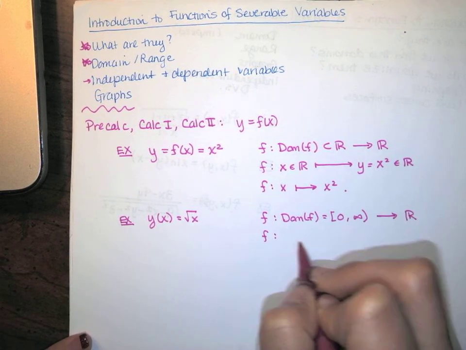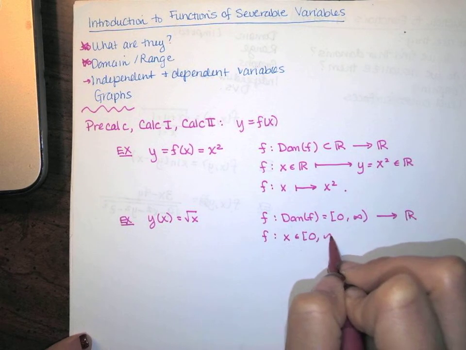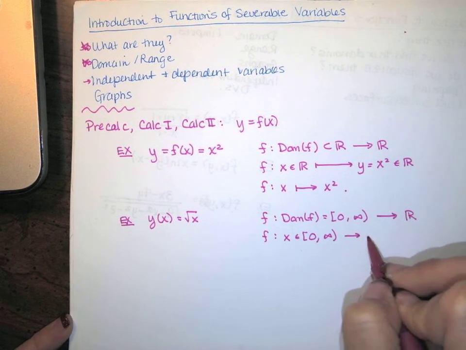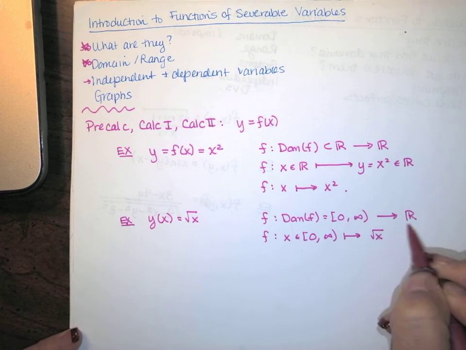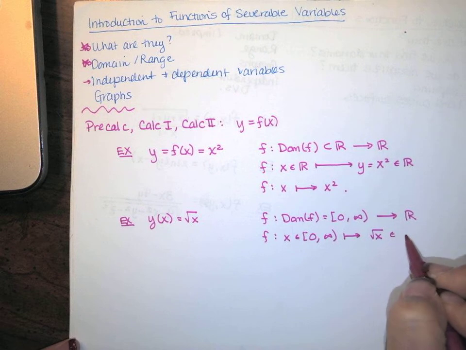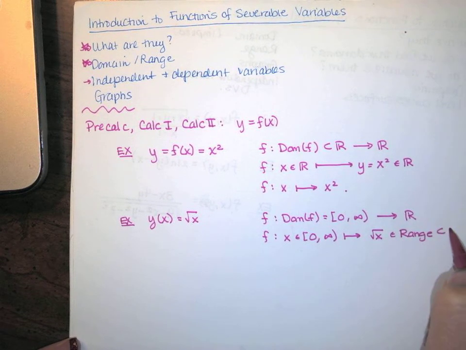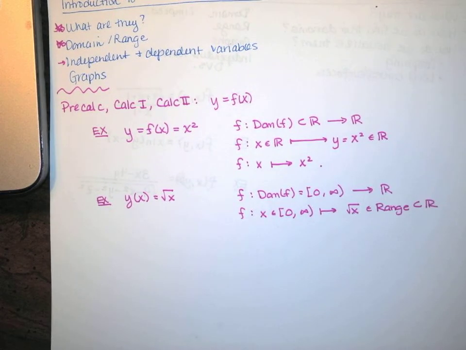So f is taking a real number x in the domain, and it was mapping it to another real number, square root of x, in the range. And that range is a subset of the real line. Okay, so that's what we did for a while.